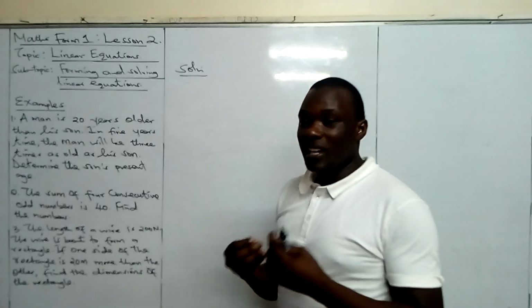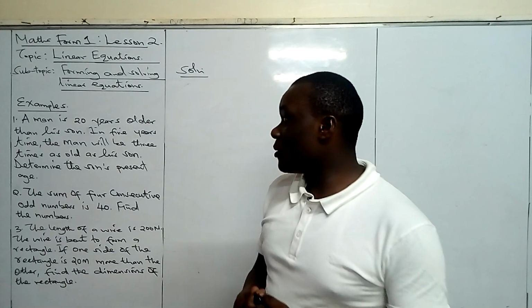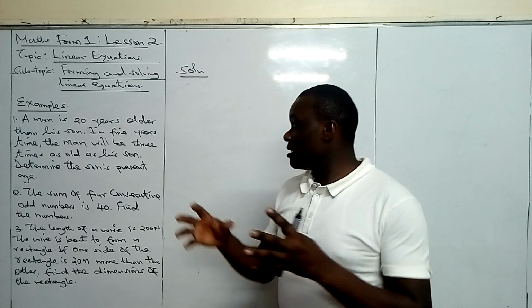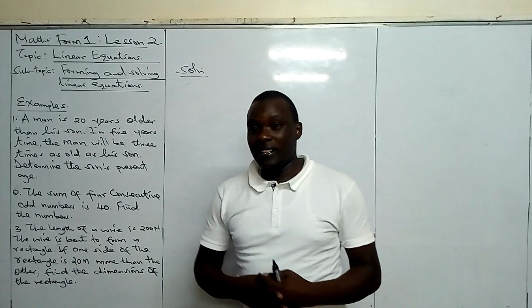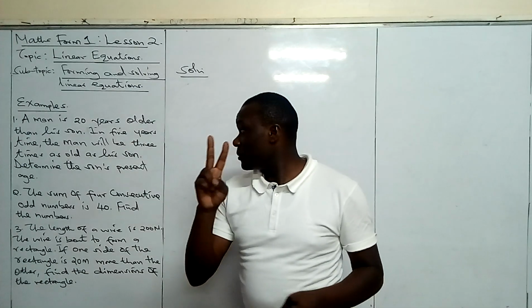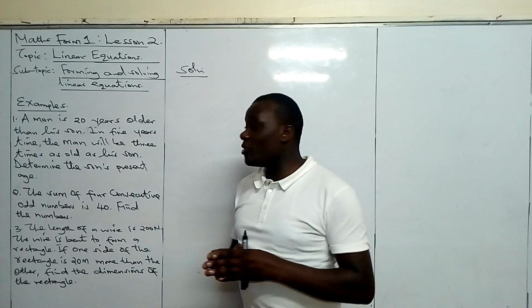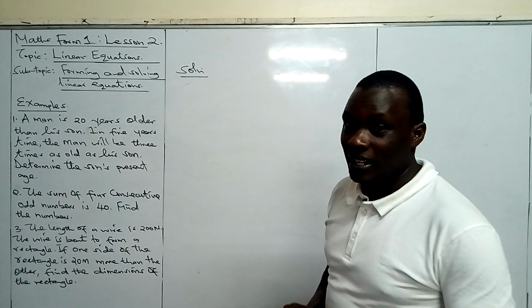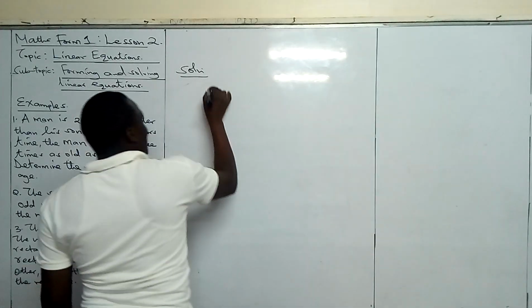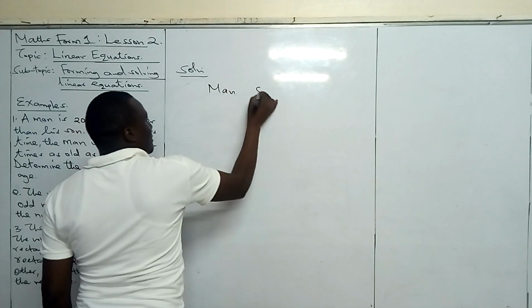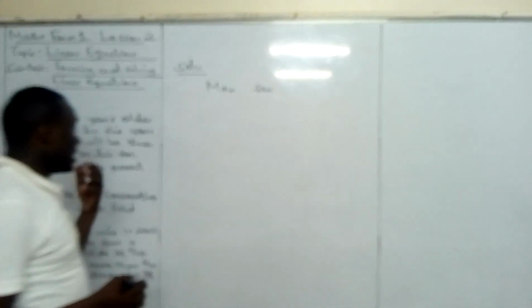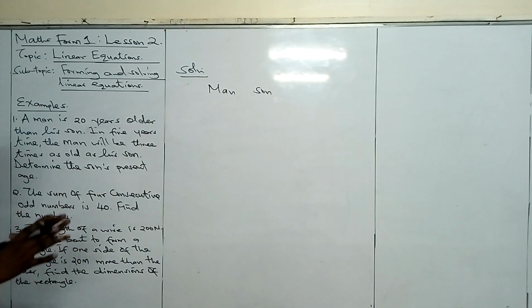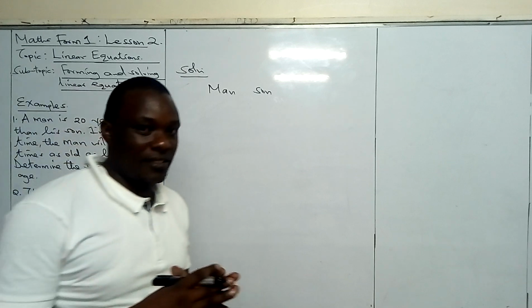So, where do we start from? We must ask ourselves, how many people are in this particular question? There are 2 people. We are comparing the age of 2 people, a man and his son. So, we will start by saying man, son. We don't know their present ages.